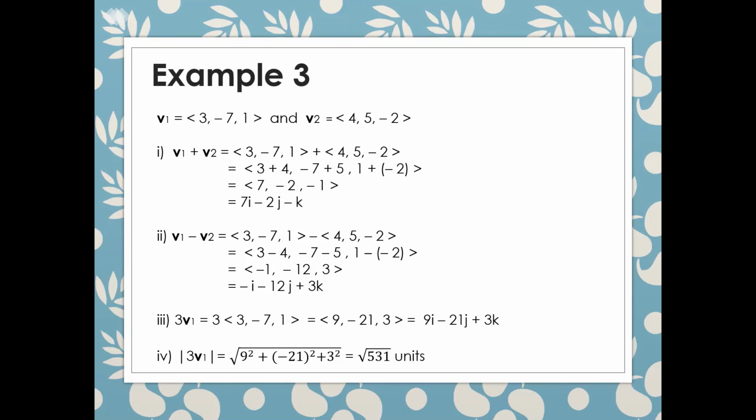3V1 is obtained by multiplying each component of vector V1 with scalar 3. You will get 9i minus 21j plus 3k as the answer. To find the magnitude of 3V1, it is equal to the square root of the sum of each component squared, that is equal to the square root of 9² plus (-21)² plus 3². Simplify, you will get square root of 531 units as the answer.